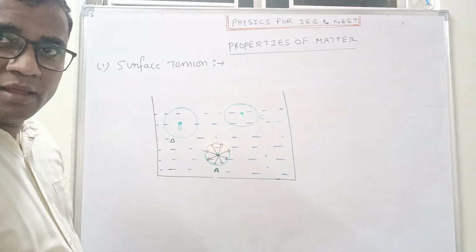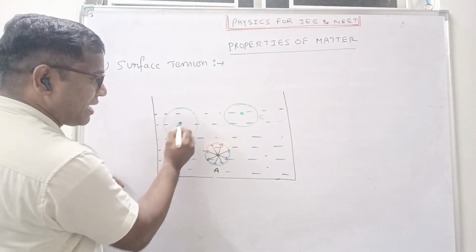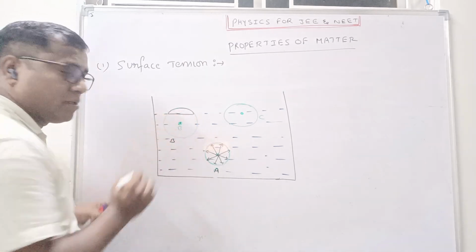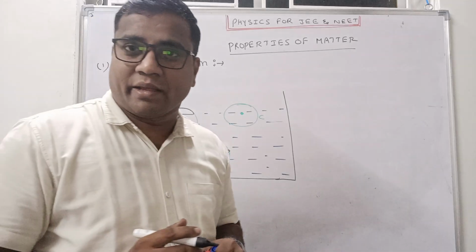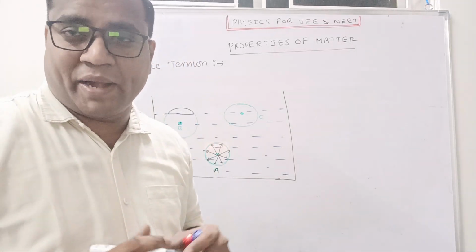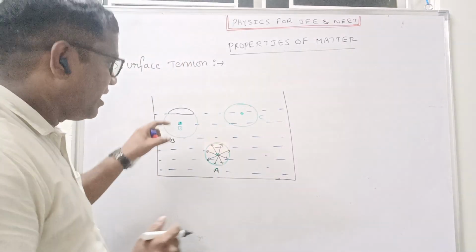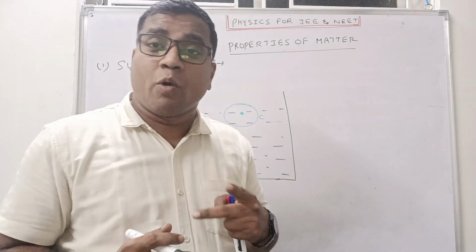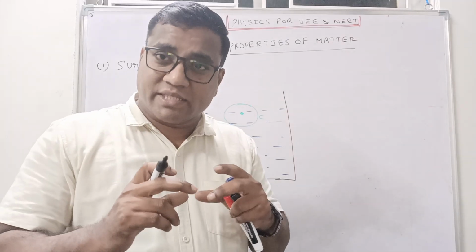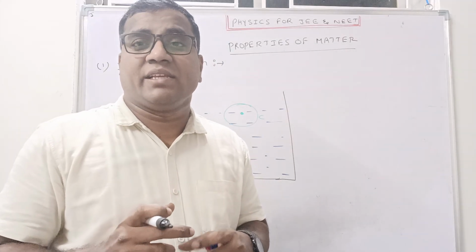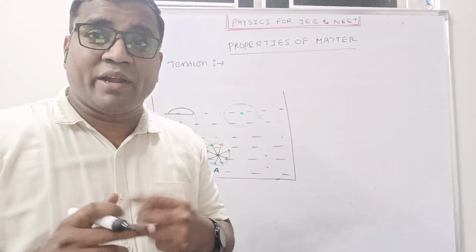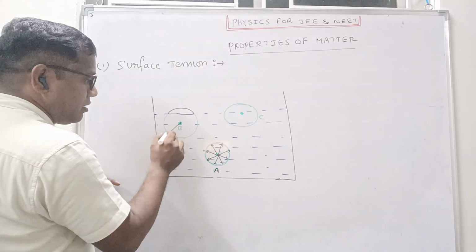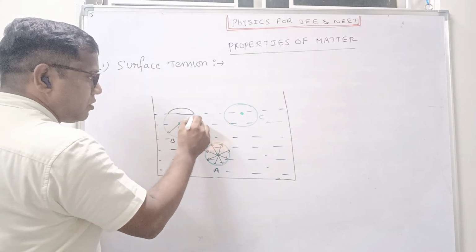On B, just try to understand. Here the particle is there, but in this region, air particles will be there. Which particles? Air particles, right? So on B, two types of forces will act. One is cohesive force due to the same type of molecules, and second one is adhesive force due to different type of molecules. Here one force will be in this direction, cohesive.